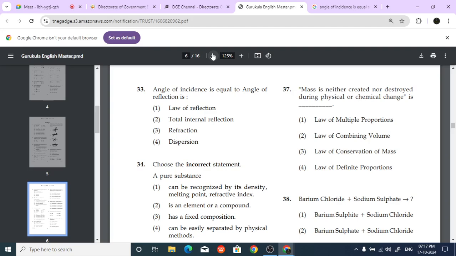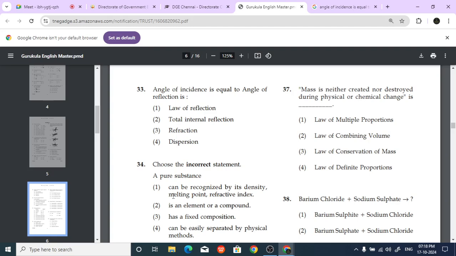Next, choose the incorrect statement. A pure substance can be recognized by its density, melting point, refractive index. A pure substance is an element or a compound. A pure substance is a fixed composition. A pure substance can be easily separated by physical methods. Sir, option 2, sir. Is it option 2? But what about option 1? Option 3, sir.